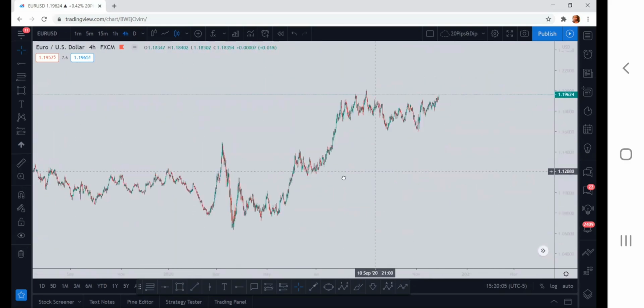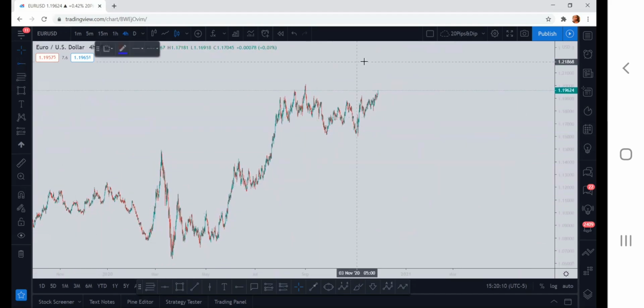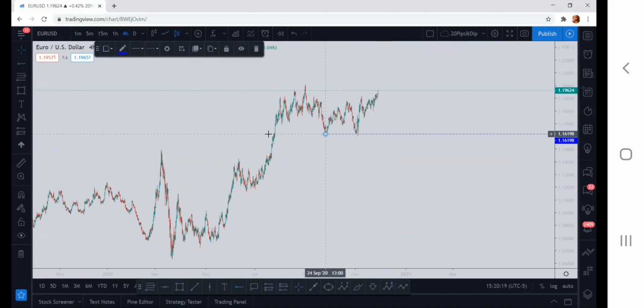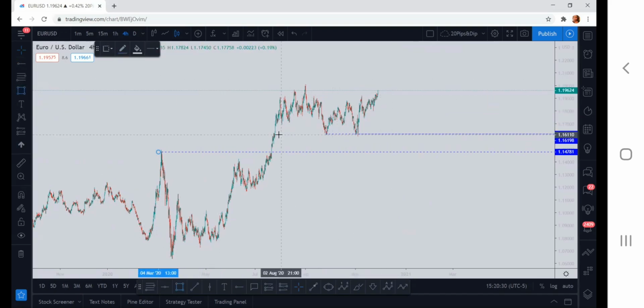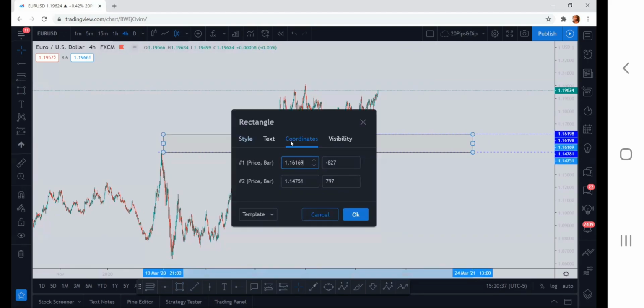Just take your time and look for them. At current price on Euro USD on the 4 hour, we're going in an uptrend. So I would look here, here, here. You just gotta practice. All right, double click.